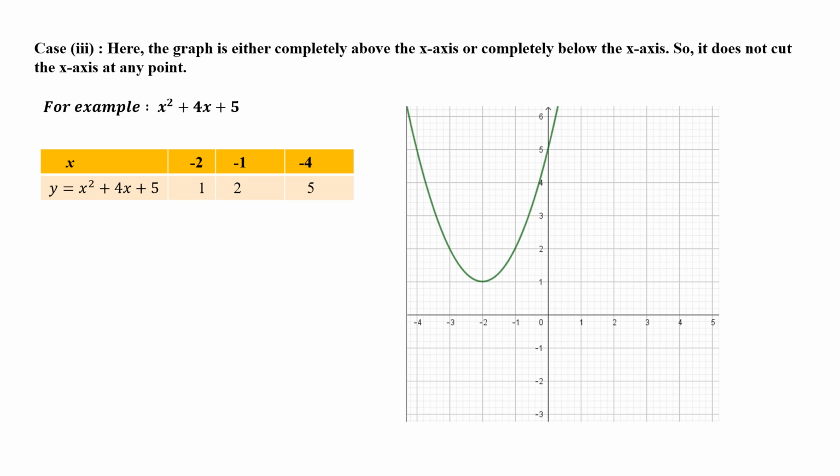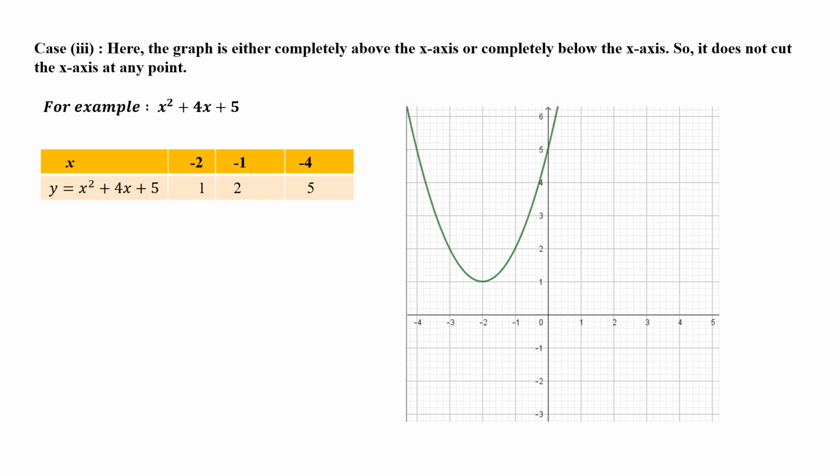Okay, so we have done three cases in quadratic polynomial. There can be three cases. Either the parabola will cut the x-axis at 2 points, or exactly it will cut at 1 point, and the third is it will be completely above the x-axis or below the x-axis. So it will not cut the x-axis at any point. So there are three cases for it.